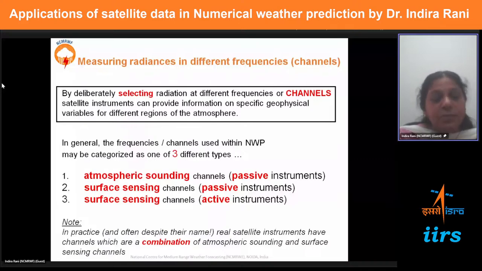I heard in the previous lecture by Dr. R.P. Singh that he mentioned those surface sensing channels, and how they retrieve carbon dioxide and different trace gases. So this combination of different channels is not only for atmospheric, meaning NWP assimilation, it is for other applications also. Basically, a meteorological satellite instrument is normally a combination of atmospheric sounding and surface sensing channels.